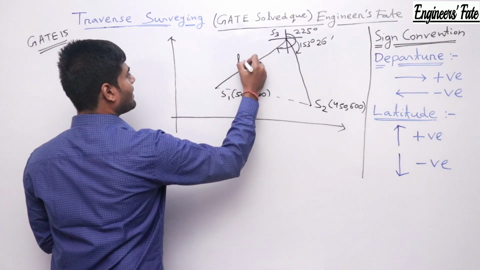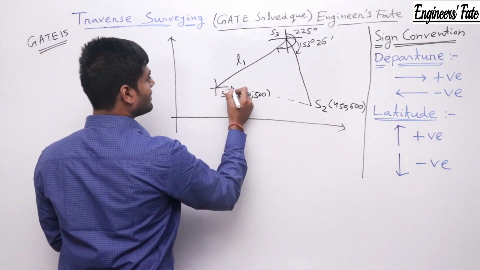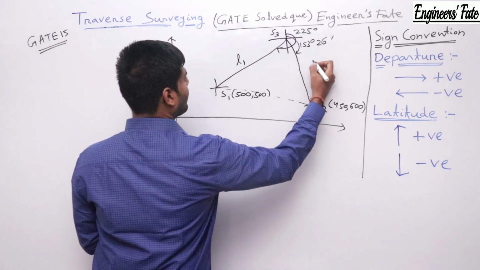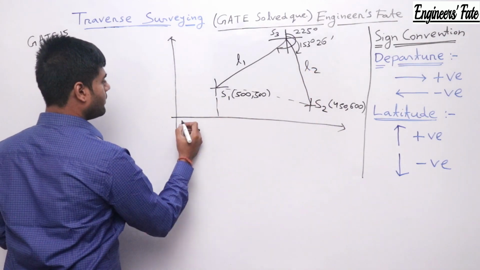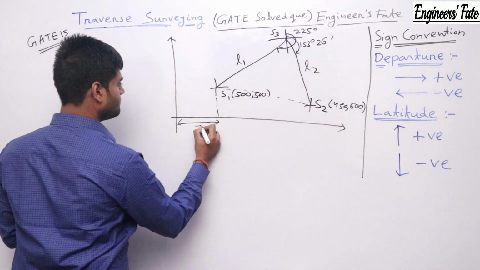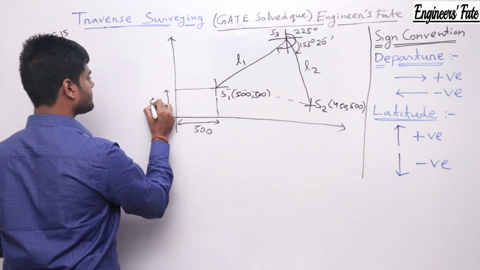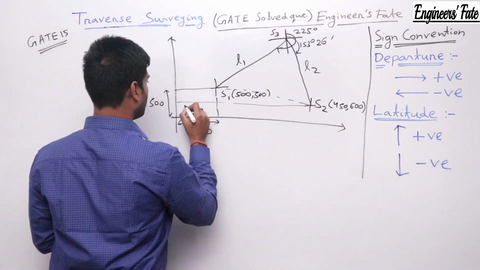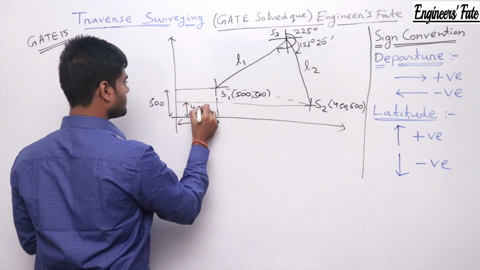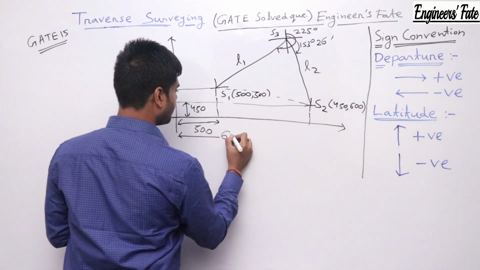So this length I can write as L1 and this length I can write as L2. So this length will be 500 and this will also be 500. So this length will be 450 and this length will be 600.